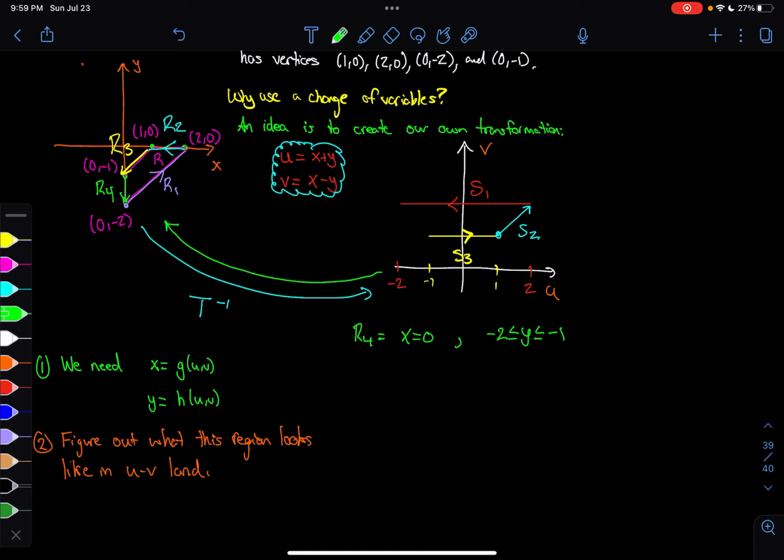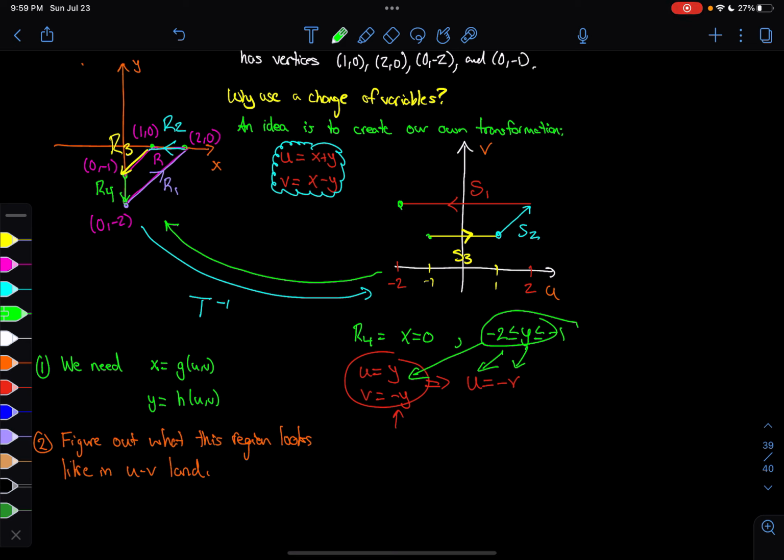And so what happens with our transformation? Well, u equals y, and v is equal to negative y. And this gives us the line u is equal to negative v, right? Setting those equal to each other, but offset by a negative. And that should fit our segment. We can do the last bit of thinking, which is, what values of u and v are we going to be bounded by? But we can quickly see that it's going to give us this little last segment right here, and this is our S4.